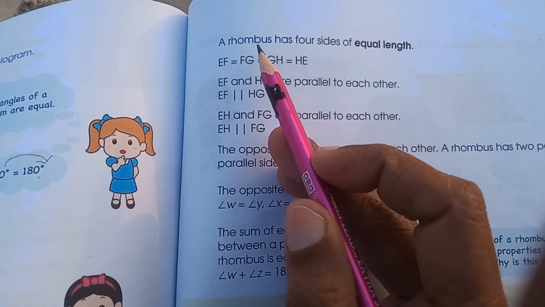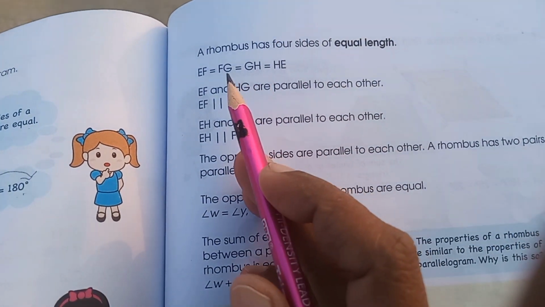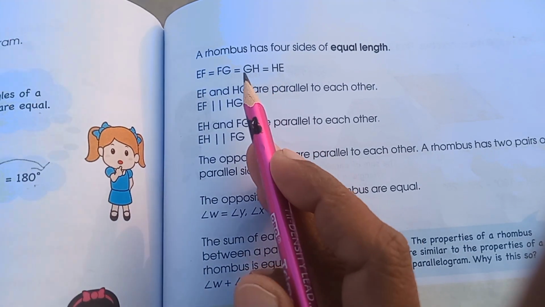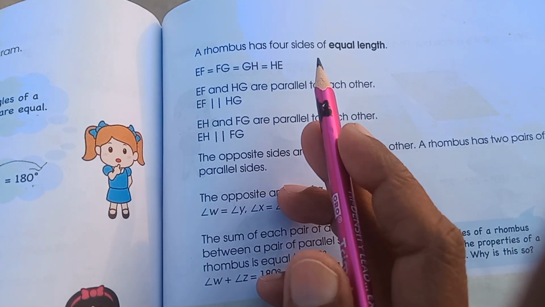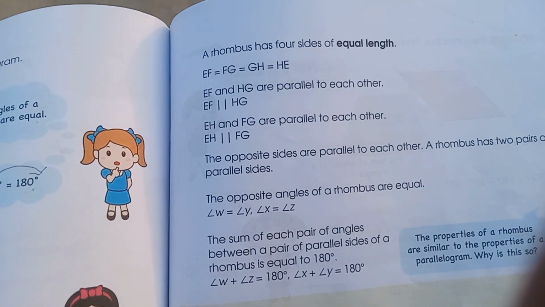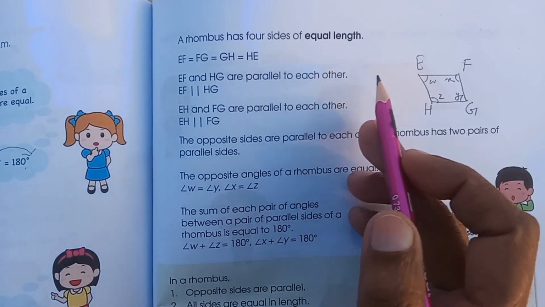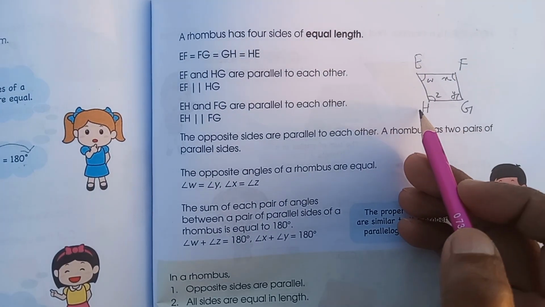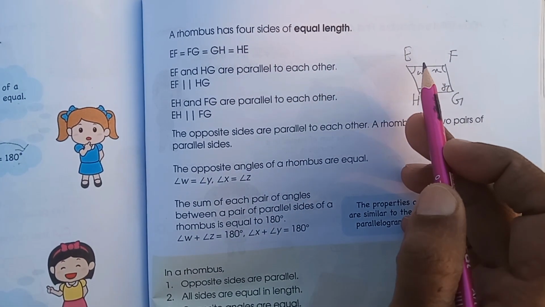A rhombus has 4 sides of equal length. Means 4 sides of a rhombus have equal length. EF and HG are parallel lines and parallel to each other.